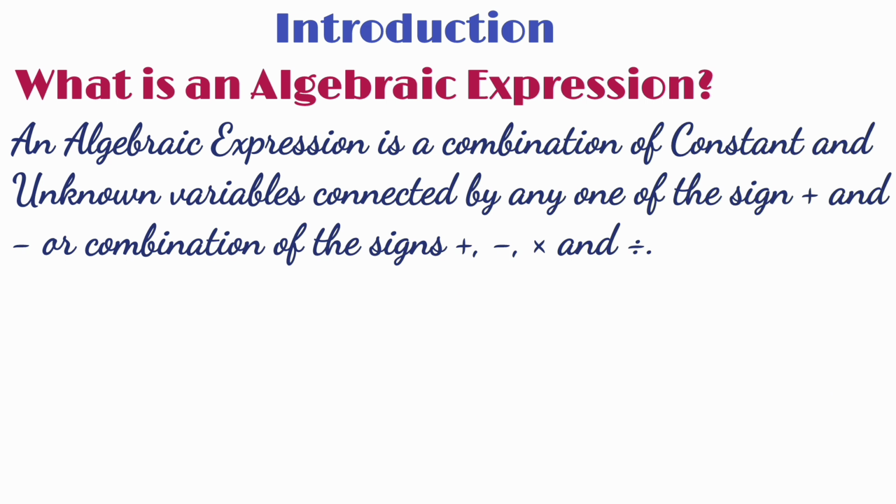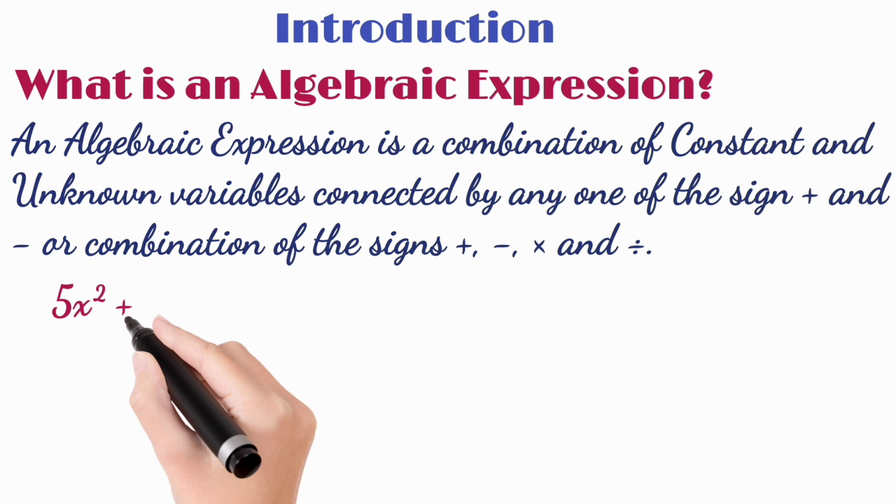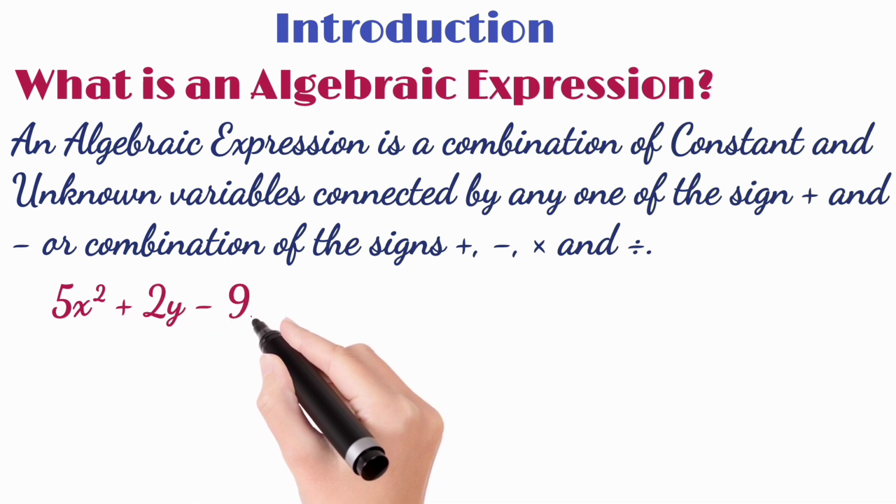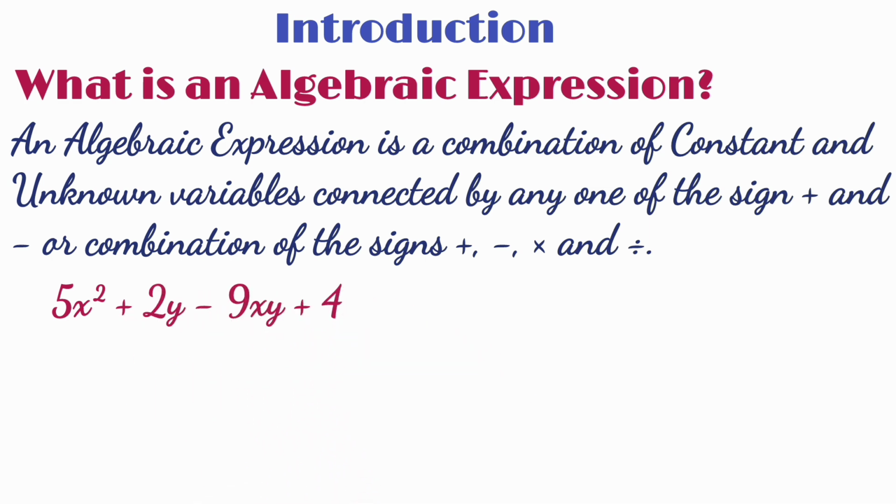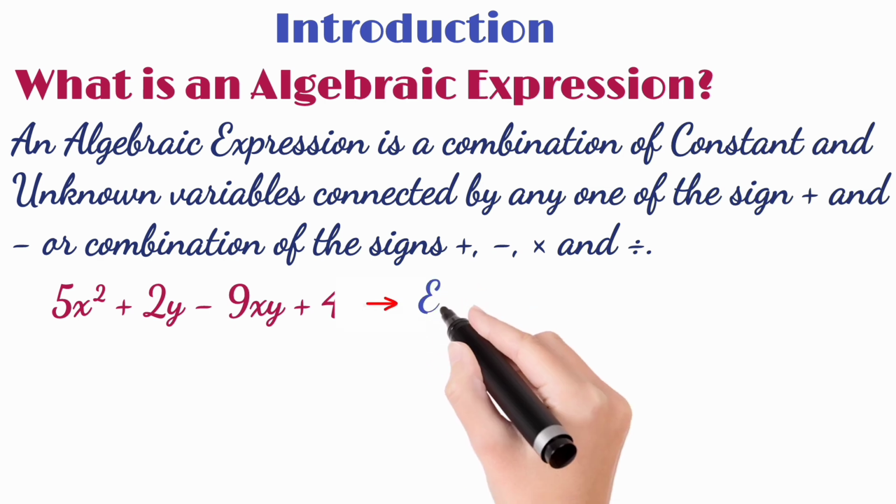Okay, let me take one example so that it will be easier for you to understand. The example you see is 5x square plus 2y minus 9xy plus 4. Here 4 terms are connected by what? Plus sign and minus sign. This is called an expression, meaning an algebraic expression.